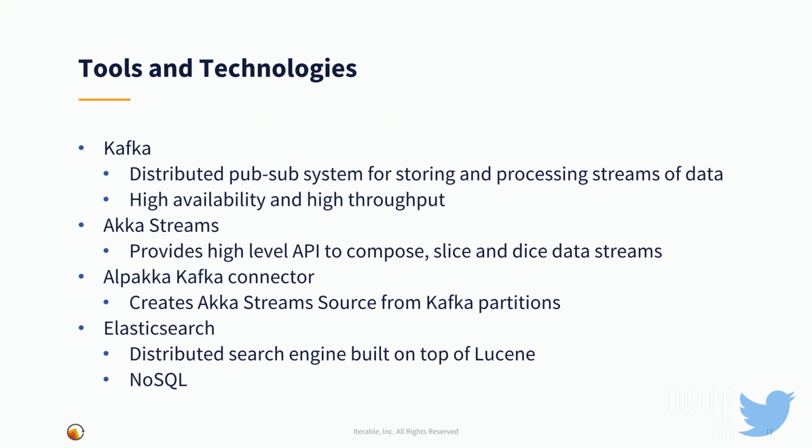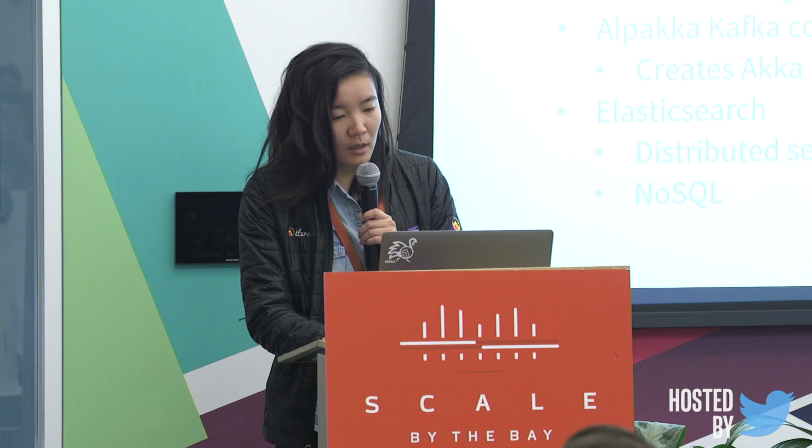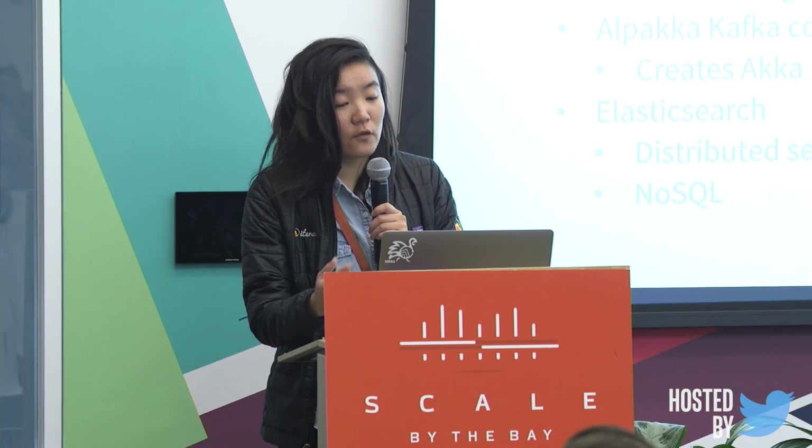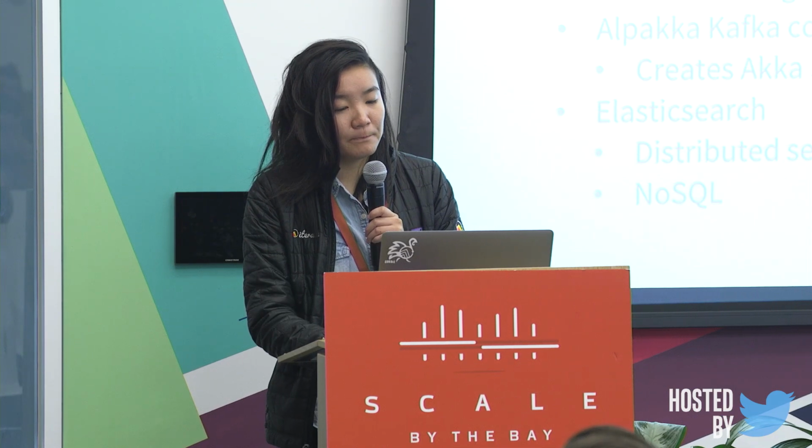Another tool that we use is Akka Streams, which provides a really nice high-level API to slice and dice our data streams. It allows engineers to compose a graph of many steps that the data flows through. Akka Streams implements reactive streams. You guys are in the reactive room. And this makes sure that backpressure is propagated to the source of the stream. This means that no stage should ever be overwhelmed with more work than it can handle.